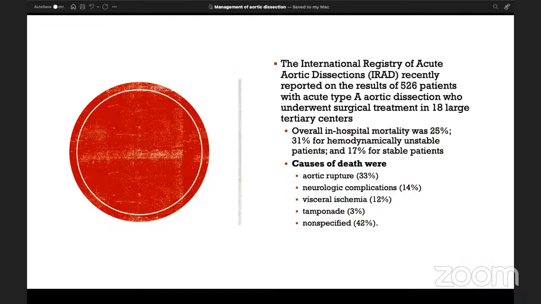The IRAD recently reported on the results of 500 plus patients with type A aortic dissection who underwent surgical treatment in 18 large tertiary centers. The overall mortality was reported around 25%: 31% for hemodynamically unstable patients, and for stable patients it was only 17%. In the majority of patients, the cause of death was aortic rupture, followed by neurological complication. Visceral ischemia constituted around 12% of patients, and around 42% was for non-specific reasons.